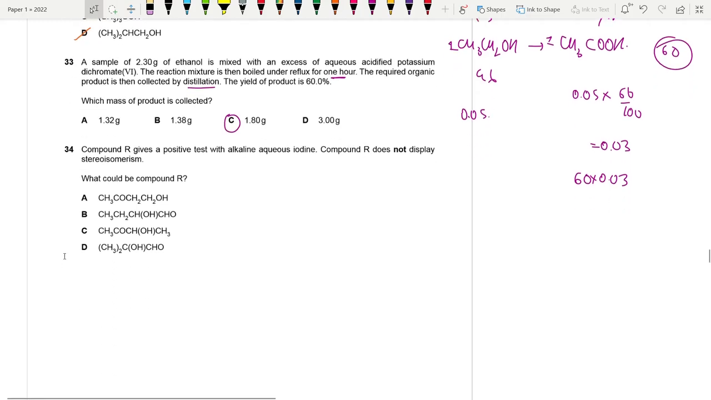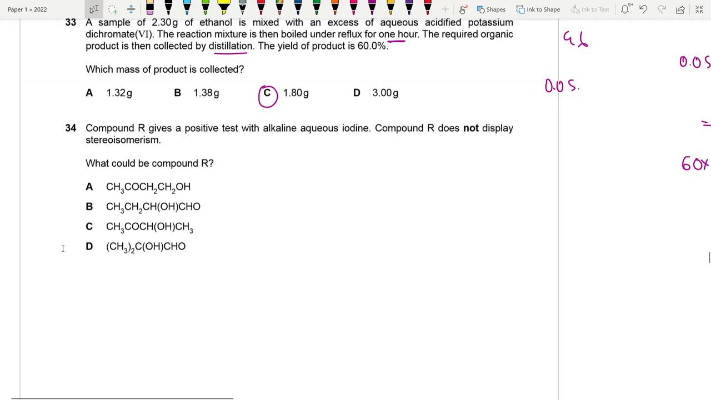34. Compound R gives a positive test with aqueous alkaline iodine. It does not display stereoisomerism. So it may have a methyl ketone group, and it does not have stereoisomerism. So basically it has no cis-trans isomers or chiral carbons. A looks like the answer because it has the methyl ketone group over here and no chiral carbons.